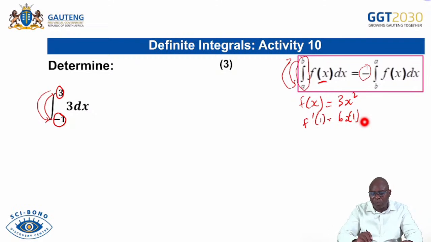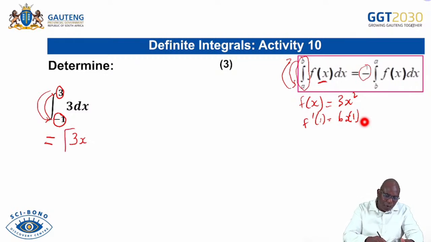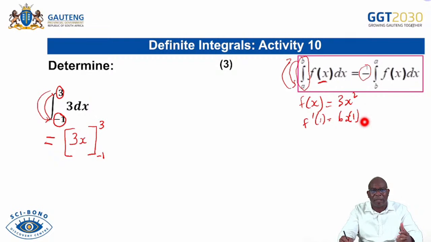Now let's see what we're supposed to do here. How do I find the integral of 3? By now you know how to find the integral of 3. So the integral of 3 is going to be 3x. Nice. Okay. Now, where do I put my boundaries, because I've already done the integration there? So I'm going to have a 3 there and a minus 1. Please, you must write down those brackets so that you indicate your boundaries there, 3 and minus 1.